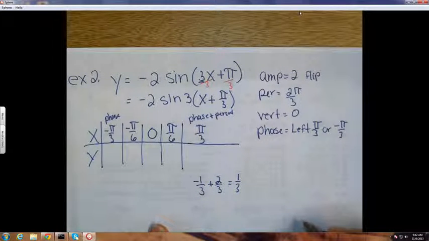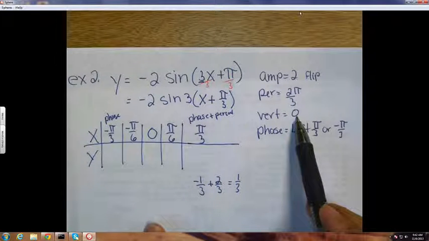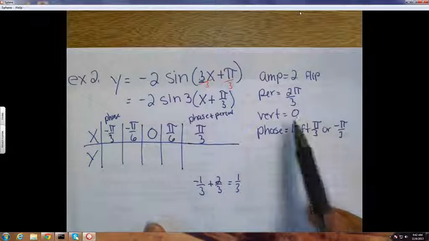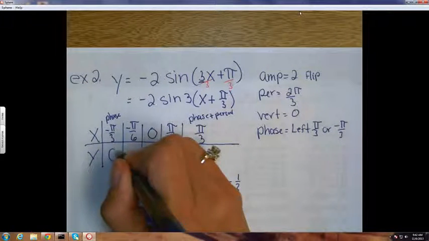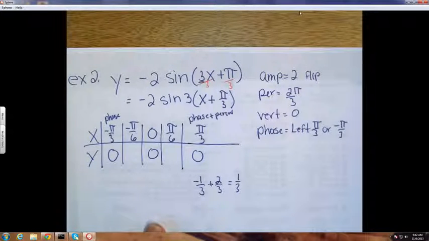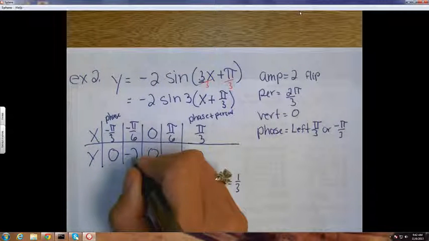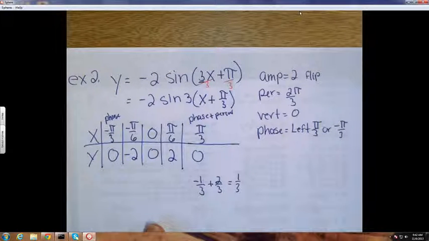Okay, we've got sine with a flip, amplitude 2, no vertical shift. So what are my axis values going to be? Axis values are all 0 because we have no vertical shift. And sine starts on the axis, then works its way normally up and then down. So, because it is sine with a flip, what's this first y value going to be? Negative 2. Okay, the second table.